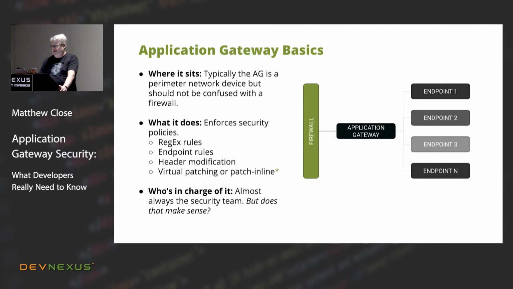So there's also something called virtual patching that you should be familiar with. It's also referred to as patching in line. And essentially, this is using the application gateway and a targeted rule to protect your application from a vulnerability, or a CVE. However, don't rely on this fully. We'll come back to that briefly as to why later.